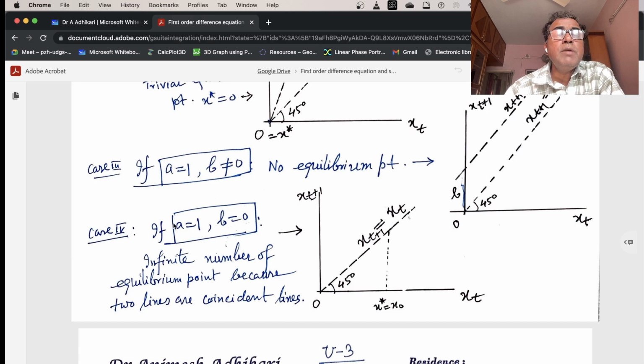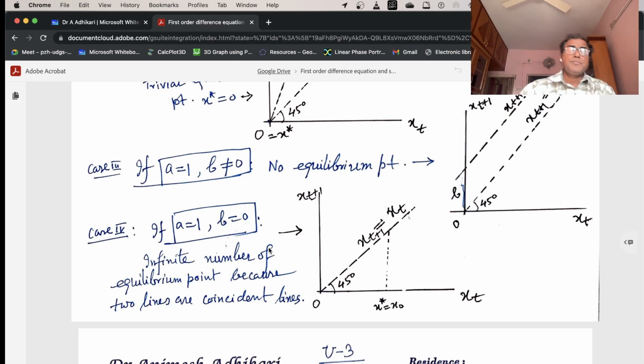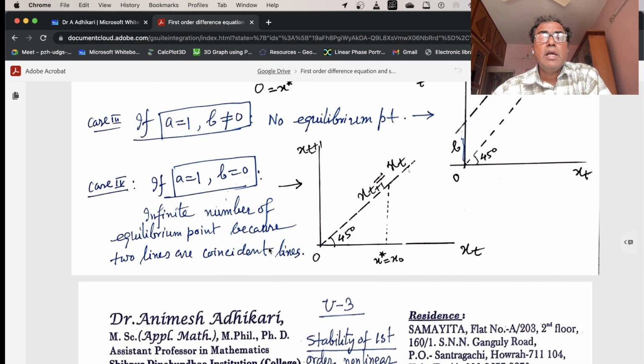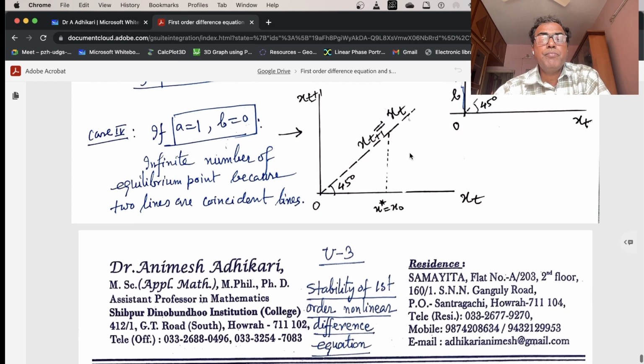And case 4: if a equal to 1, b equal to 0, in this case the two lines are identical. So there are an infinite number of equilibrium points because the two lines are coincident here. Any point on this line is an equilibrium point of the system.